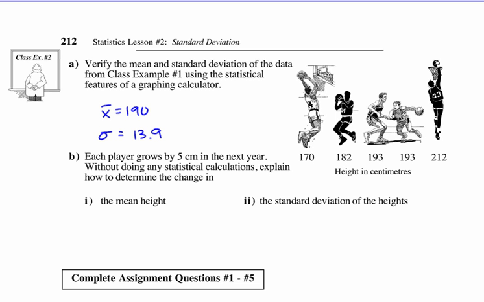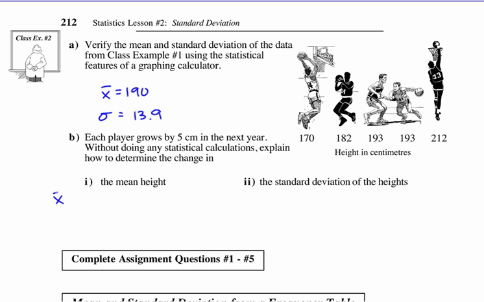If everyone grows by 5 centimeters, then our average also goes up by 5 centimeters. So our new average would be 195. So it would be increased by 5 since all players increase by 5. I'm going to write that out. It increased by 5 centimeters since all players increased by 5.